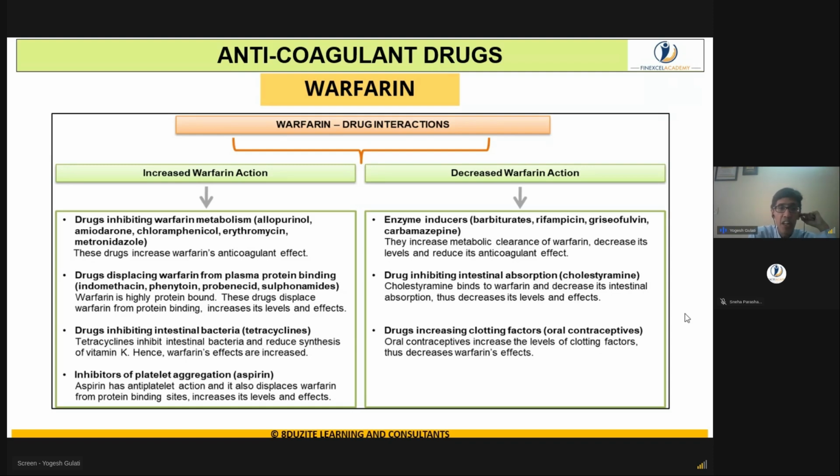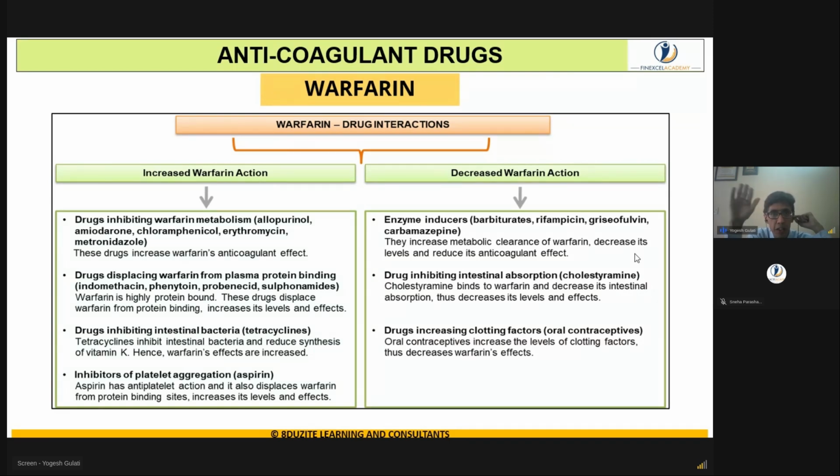Which are those drugs which have high plasma protein binding? Important ones: sulfonamides, the sulfonamide group of antibiotics, indomethacin group in the NSAIDs, non-steroidal anti-inflammatory drugs, phenytoin and probenecid. So these drugs displace warfarin from protein binding sites. Warfarin becomes free, and it is available for action now. Free is more active, so the action of warfarin is increased. Third is any drug which inhibits intestinal bacteria, for example, tetracyclines. So they will reduce the synthesis of vitamin K.